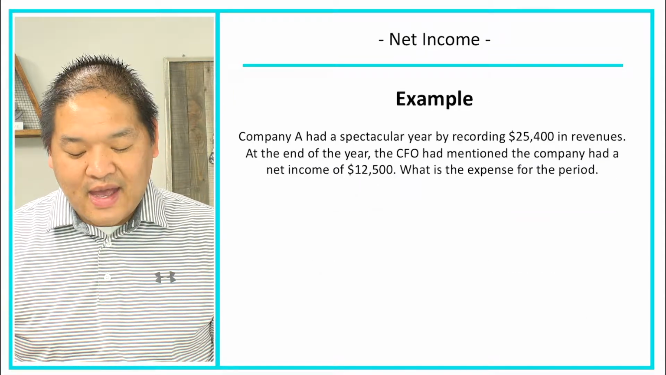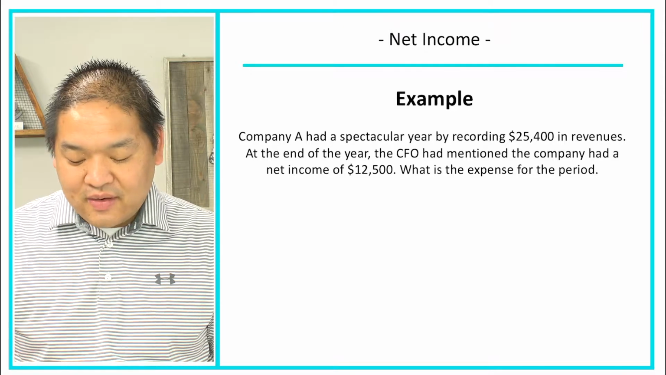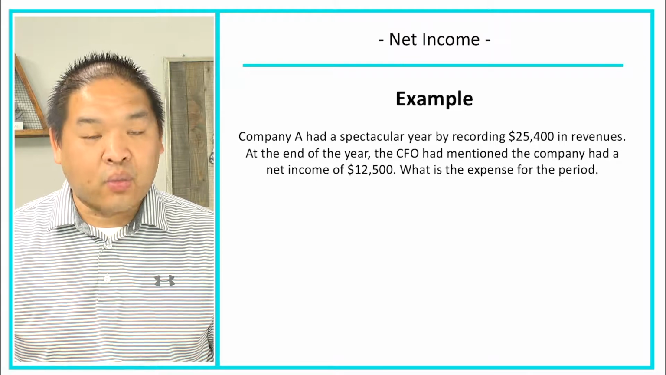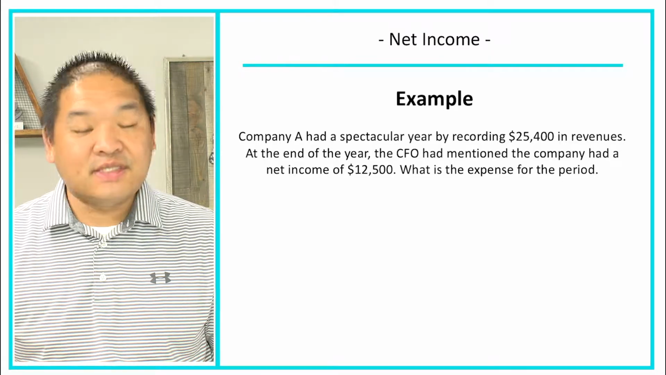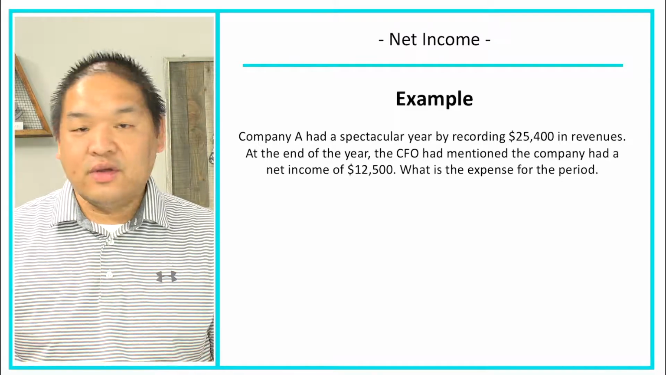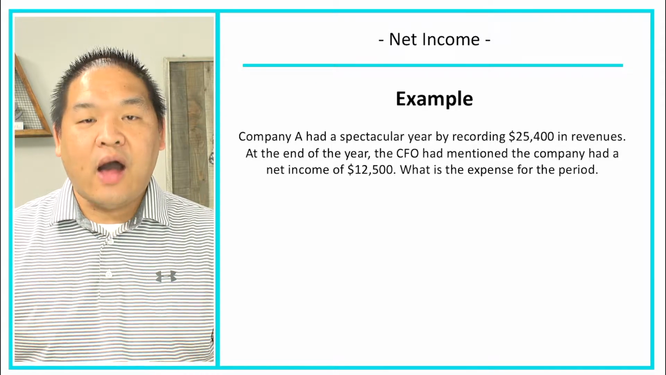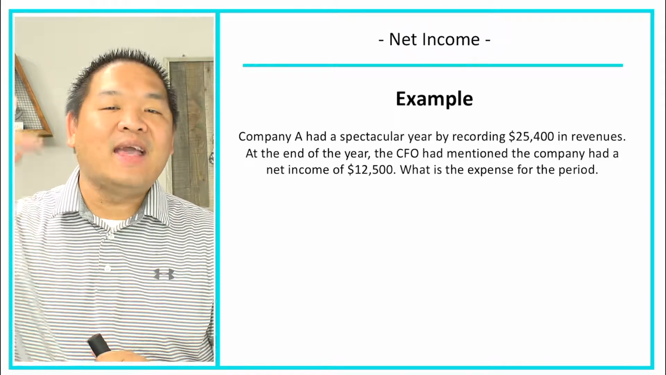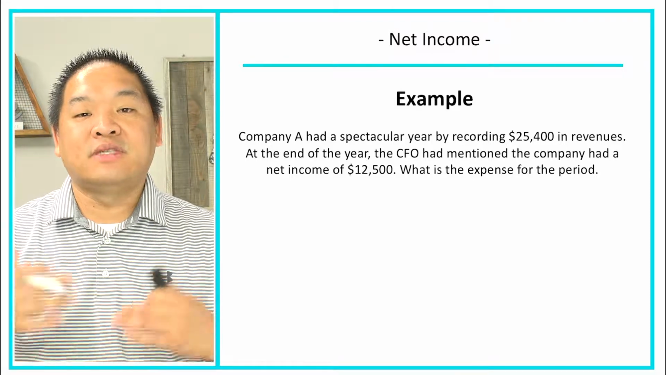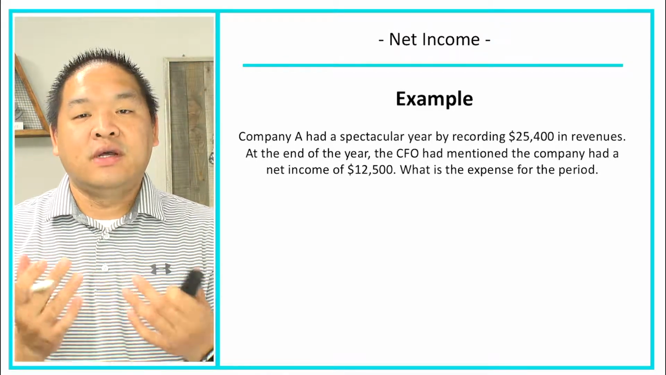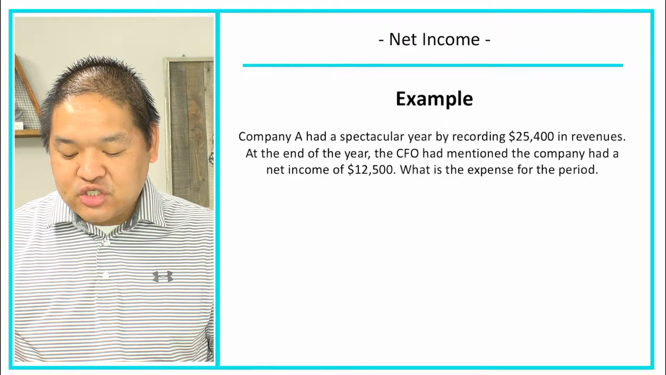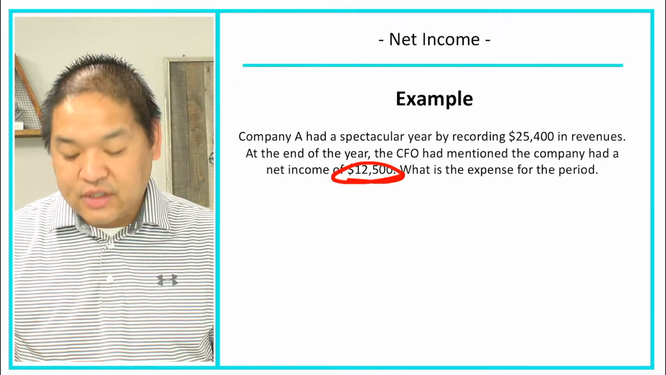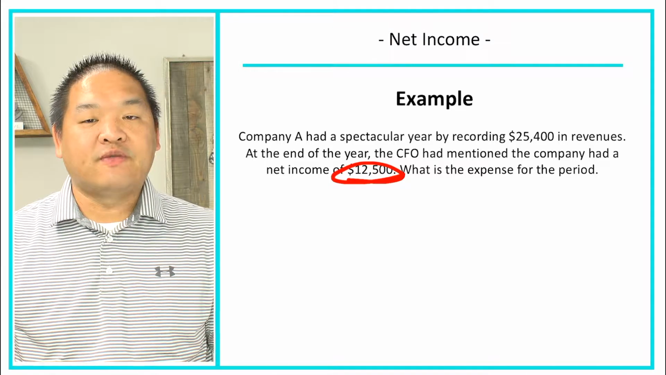All right, company A has a spectacular year by recording $25,400 in revenues. At the end of the year, the CFO, and if you don't know what that is, it's the Chief Financial Officer, the highest position in an organization when it comes to the finances of the organization, mentioned the company had a net income of $12,500. What is the expense for the period?